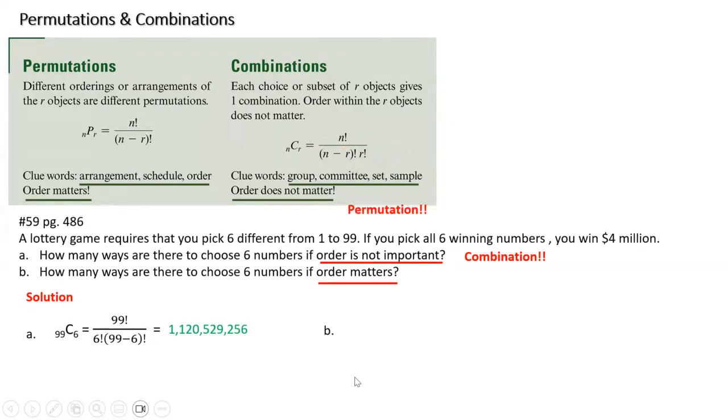For part B, order matters. So for order matters, it's going to be a permutation. Right, there's my formula, so we can put it in the calculator. So the answer will be 806,781,064,320. Okay. Look at the huge difference between combination and permutation. This is like 1 point something billion. This is 806 billion. There's a huge difference between both of them.